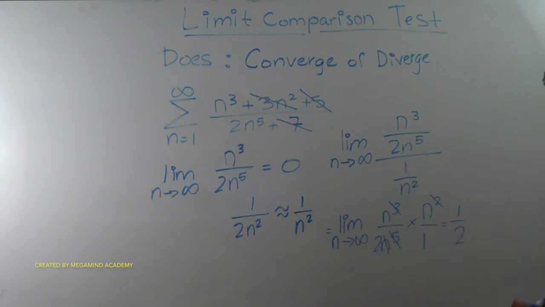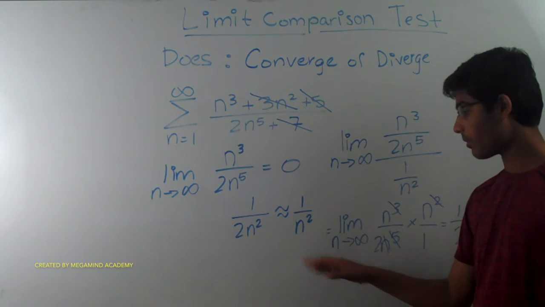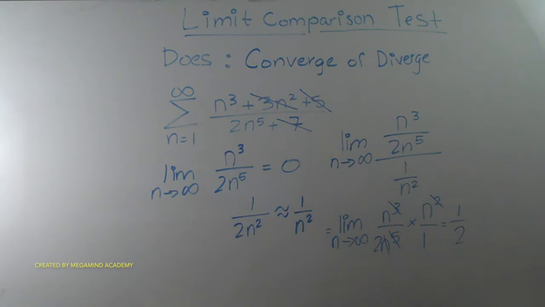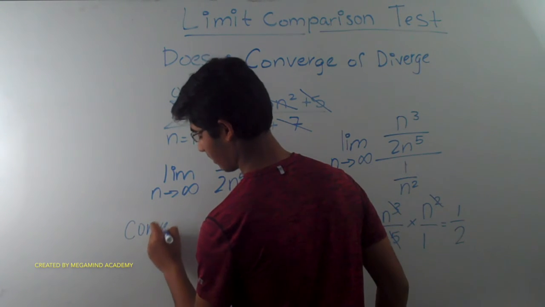So the limit comparison test says that we divide the function that we have by whatever we're comparing it to, and if this limit comes out to be a positive finite value, then both of these are either convergent or divergent. We compare this to 1 over n squared, and we know that 1 over n squared is convergent. So that means that this also has to be convergent. So the answer to this problem is convergent.